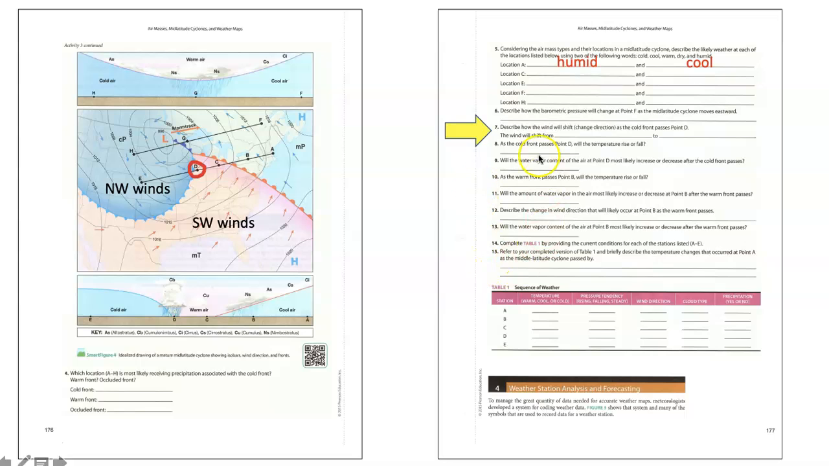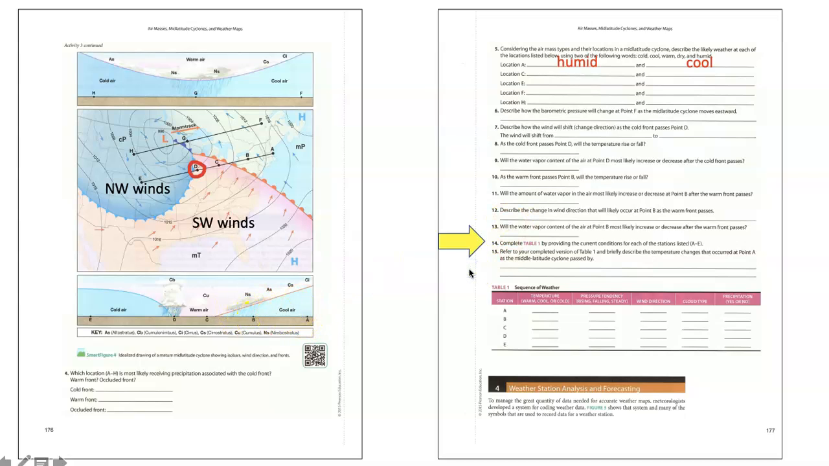The rest of these, 8 through 13, I think are pretty straightforward. They're going to ask how temperatures will change when a certain front passes, or how water vapor will change, and that you can say by looking if it's currently raining, is it going to be drier, or if it's currently dry, is it going to be raining?